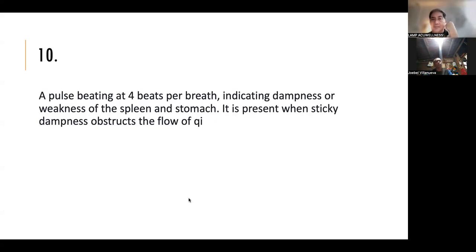Slow? Moderate pulse. Moderate. Moderate yung, wait, 4. Hindi mo siya less than 4 eh. So moderate siya.